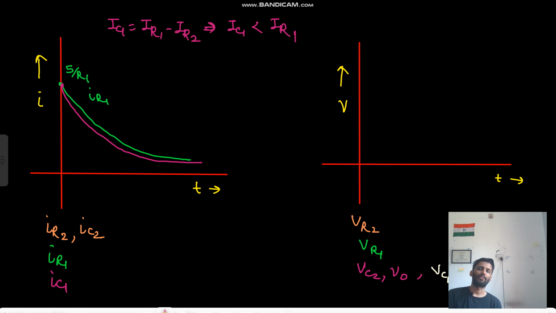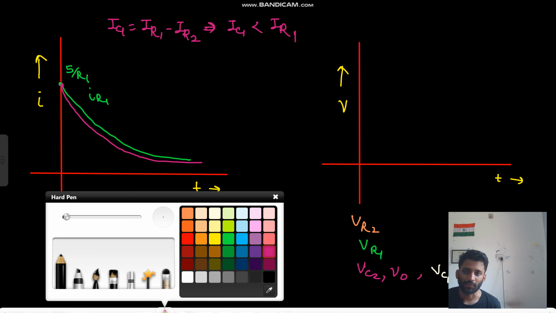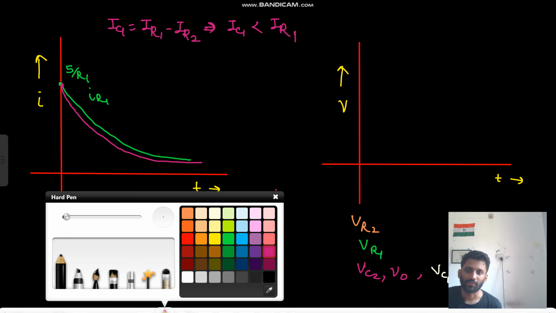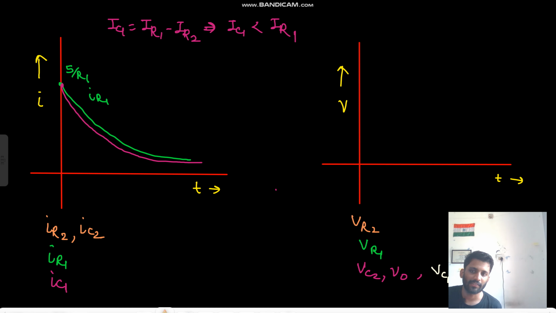Okay, go down to 0. And talking about IR2 and IC2. So IR2 is initially 0. What is the color? Brown. Initially 0, then it increases and then it goes to 0, but always lesser than IR1. It never goes equal to IR1. Okay, IR2 is always lesser than IR1.